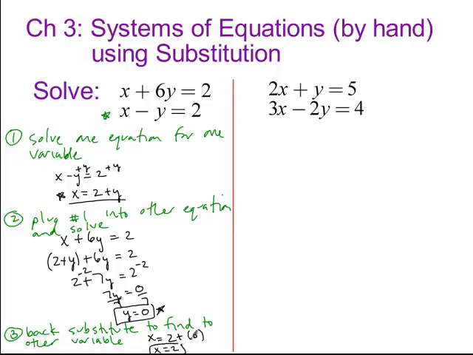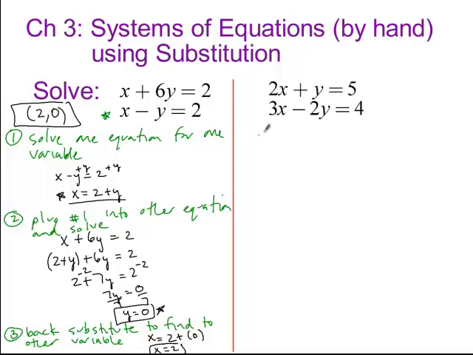And so that would be your solution. When you write your solution, you're going to write it as a set of coordinates. X value is 2, y value is 0, so that would be your solution. So if we try it here on this other example, and we just go through these steps.